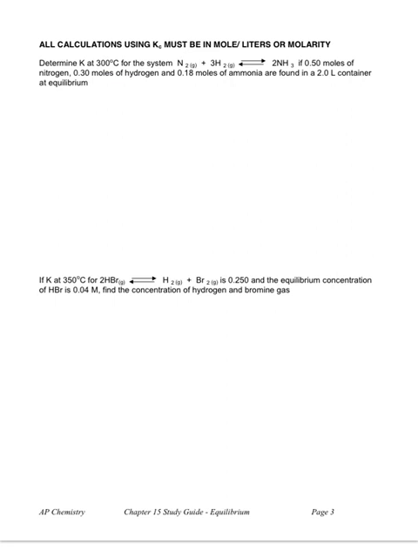Remember again that whenever we do calculations with Kc, they need to be in terms of molarity, so moles per liter. So this says determine K at 300 Celsius for the system N2 plus 3H2 yields 2NH3, so you're making ammonia from hydrogen and nitrogen. And they tell us we have half a mole of nitrogen, 0.3 moles of hydrogen, and 0.18 moles of ammonia in a 2-liter container at equilibrium. So they're telling us that these are the concentrations at equilibrium, and we're trying to find K.